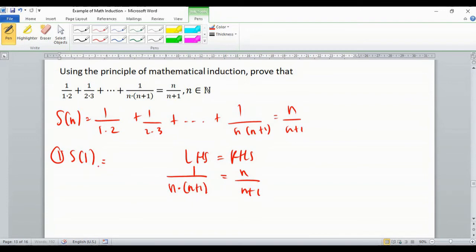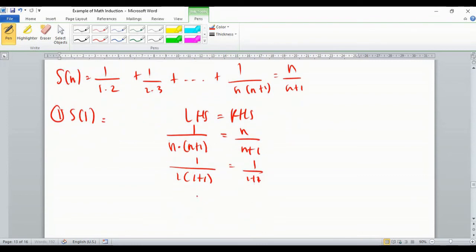So the left-hand side is 1 over n times (n plus 1), equal to n over (n plus 1). Change the n to 1. So 1 over 1 times (1 plus 1), this one is 1, so it's 1 over 2. It's equal to 1 over 2. So this is true.